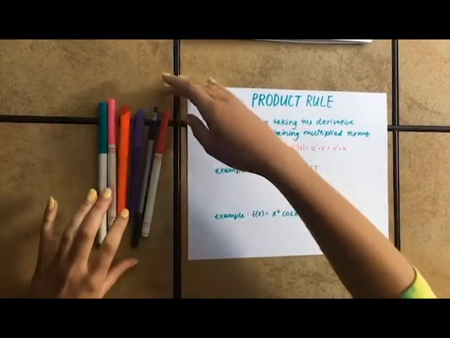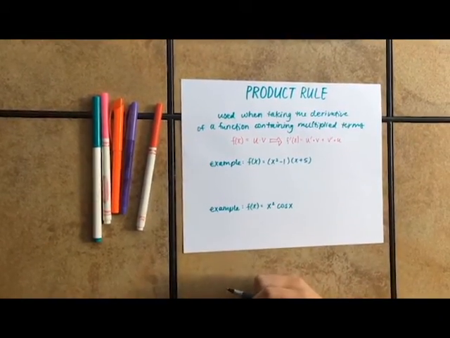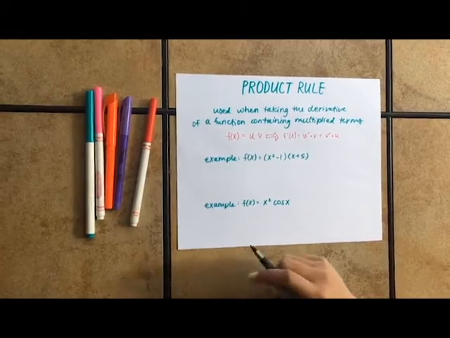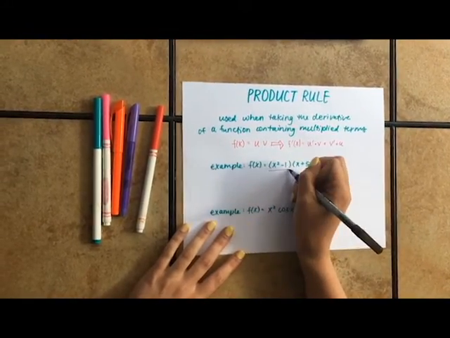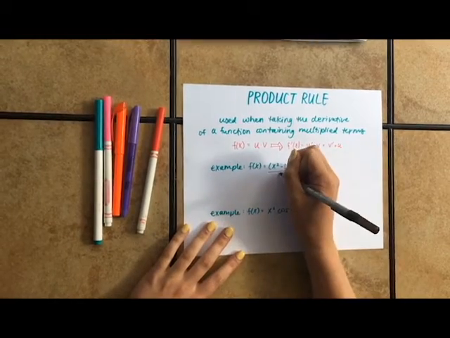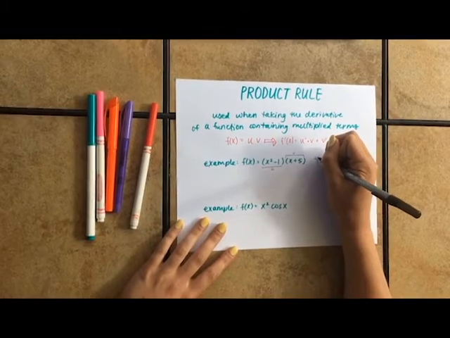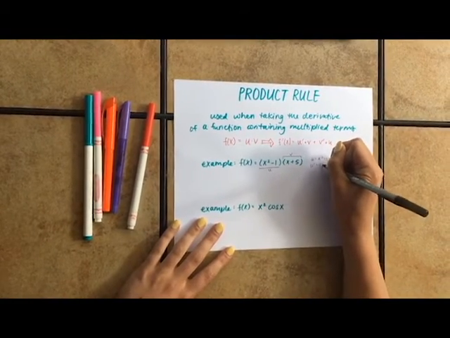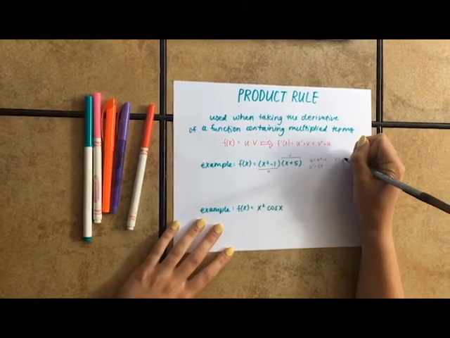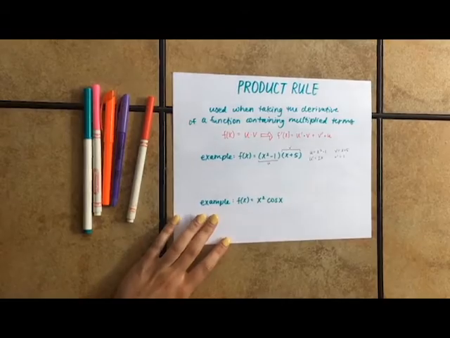Now we're going to be doing an example, and our function for this example is f of x equals x squared minus 1 times x plus 5. So when breaking this down, we need to break into u and v. Doing derivatives separately, u equals x squared minus 1 and u prime equals 2x. For v, it equals x plus 5 and v prime equals 1.